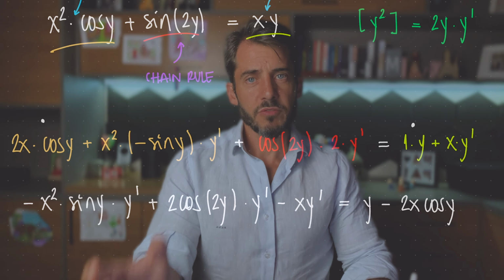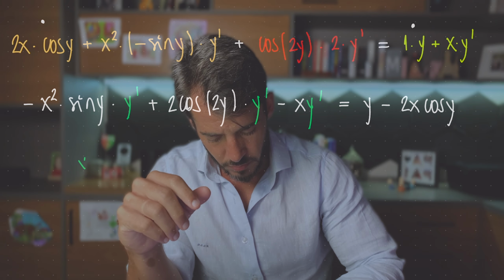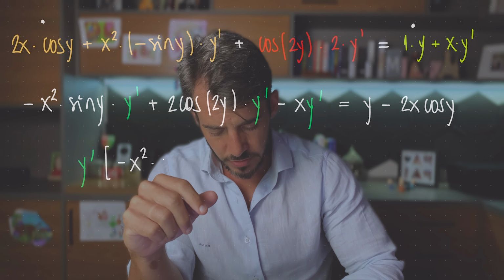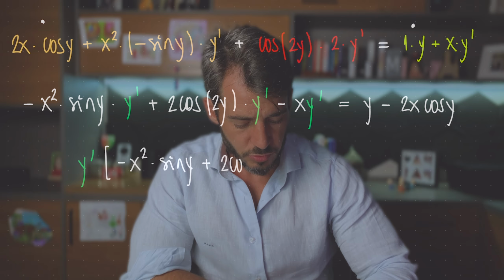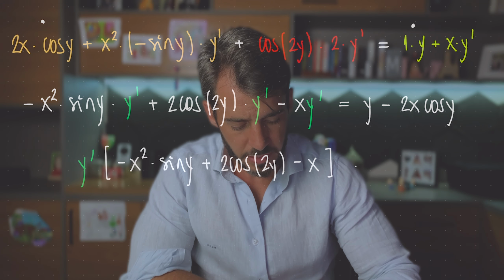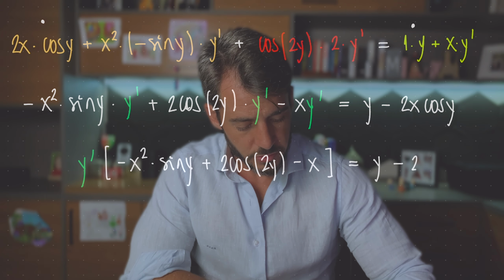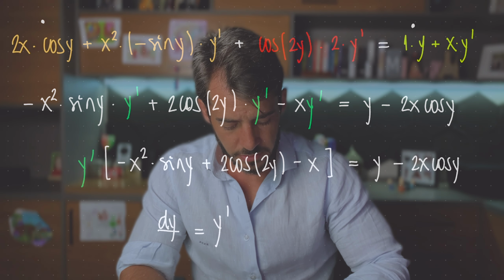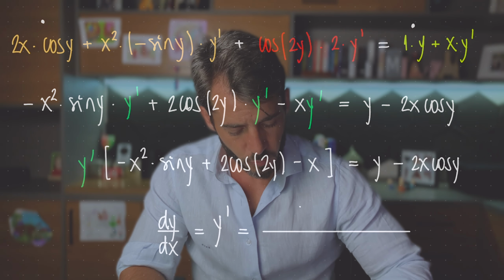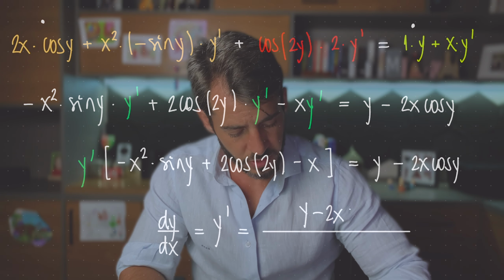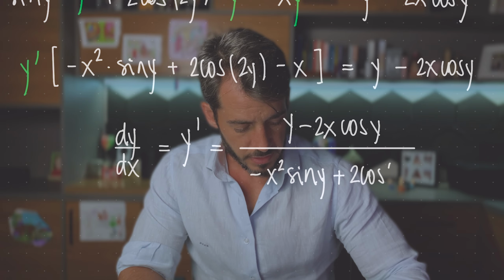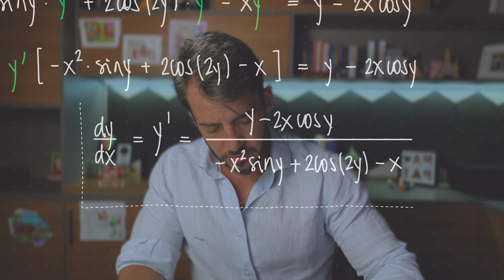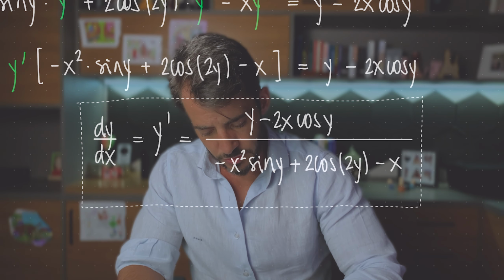By doing so, we can factor out all the y primes, which will allow us to rewrite this expression as negative x squared sine of y plus 2 cosine of 2y minus x equal to y minus 2x cosine of y. So y prime, which is dy dx, is equal to y minus 2x cosine of y over all this. And this is our final answer. And there you go.